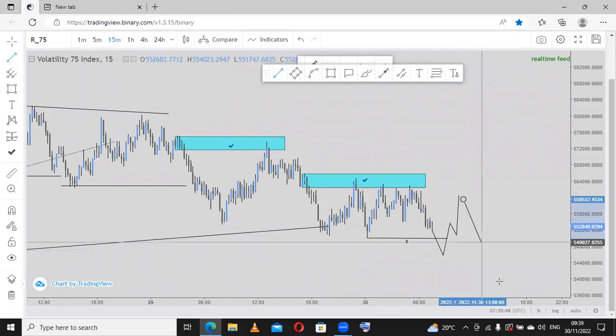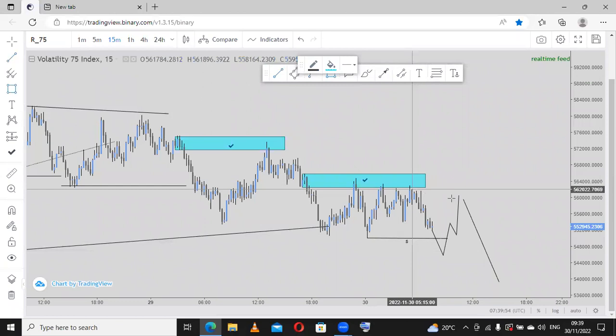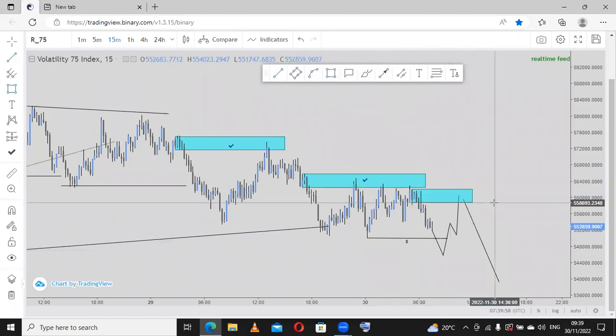We would be expecting something like this, but me, I always use confirmation entry because I would want to minimize my stop loss as small as possible. The smaller the stop loss, the harder I go on the trade, okay, on my trade.